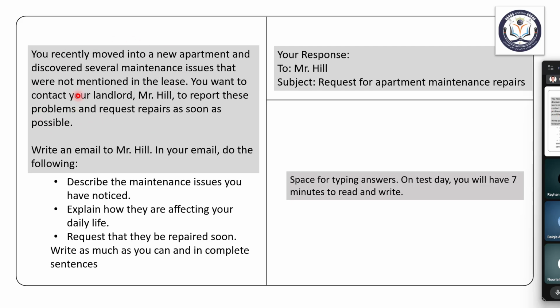This is the scenario or the situation given, and then it guides us to write an email to Mr. Hill, and in our email, we need to do the following bullet points. First of all, describe the maintenance issues you have noticed. It's the first thing we need to include in our email. Secondly, explain how they are affecting your daily life. Third, request that they be repaired soon. So these are the bullet points we need to include in our email response.